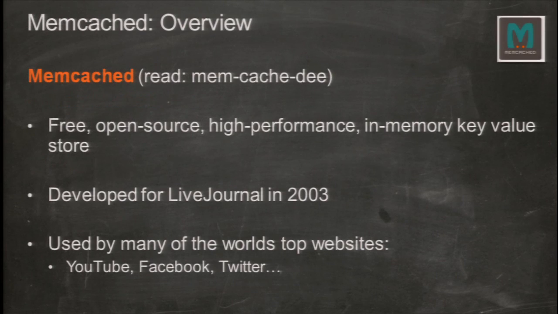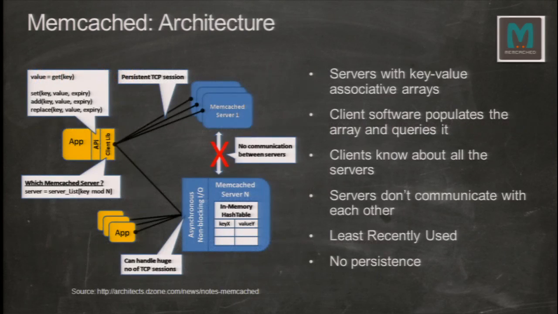So Memcached, if you're not familiar with it, it's a free, open source, high performance in-memory key value store, and it was developed in 2003 by Brad Fitzpatrick for LiveJournal as they were scaling, and it's used by many of the top sites in the world today: YouTube, Facebook, Netflix, Twitter. All of them use it to provide low latency responses for their customers.